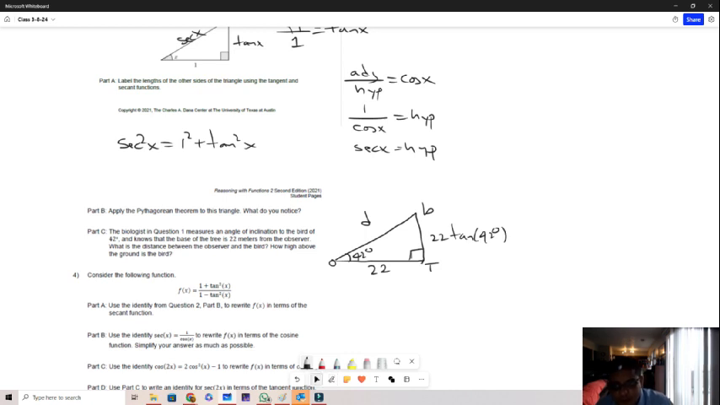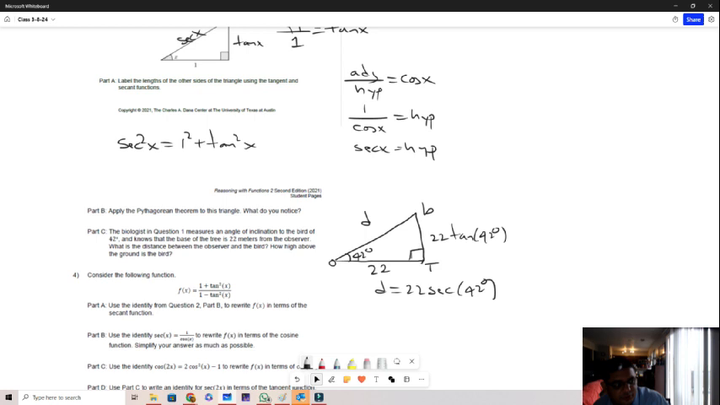When the side was 1, I could just relate this with tangent. When it's not 1, then I can just say, well, this is 22 tangent of 42. And this means that I can also interpret the distance here as 22 secant of 42. And that's the help that this is going to provide here.